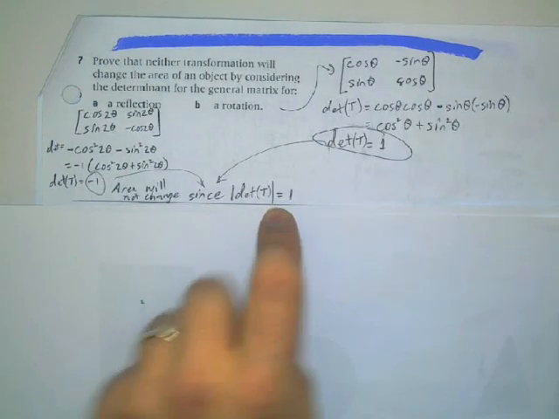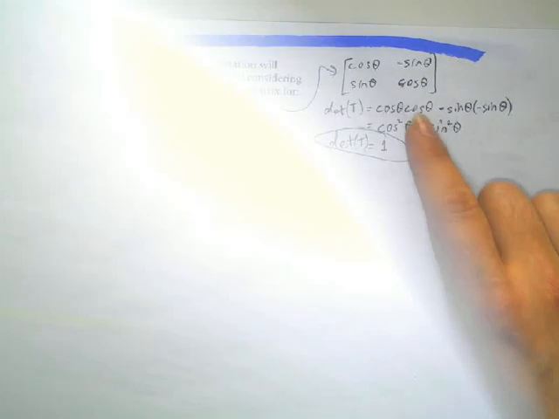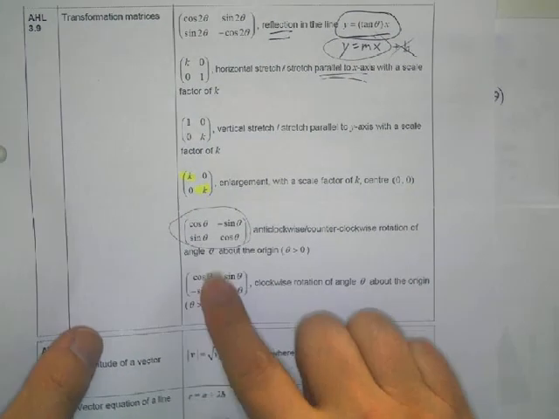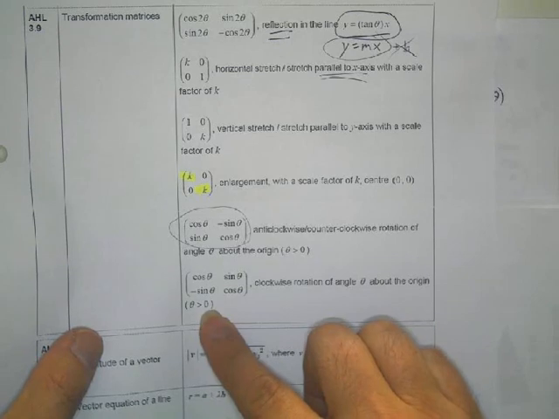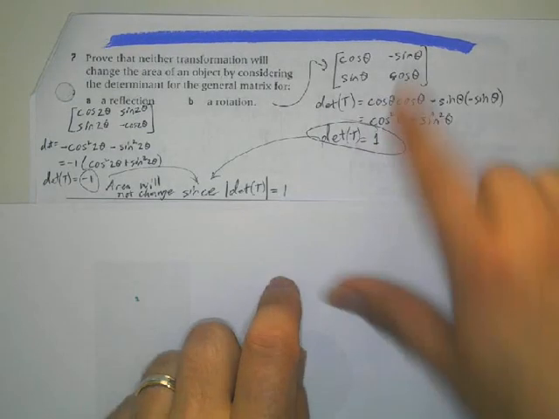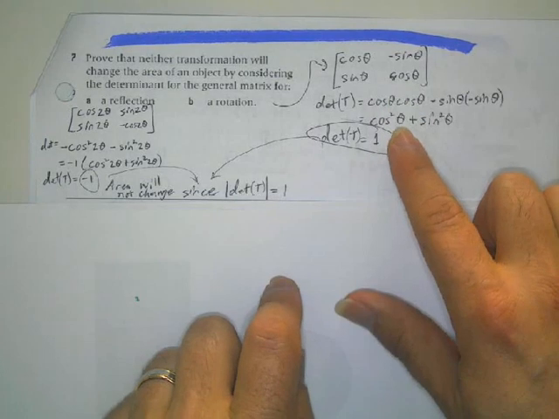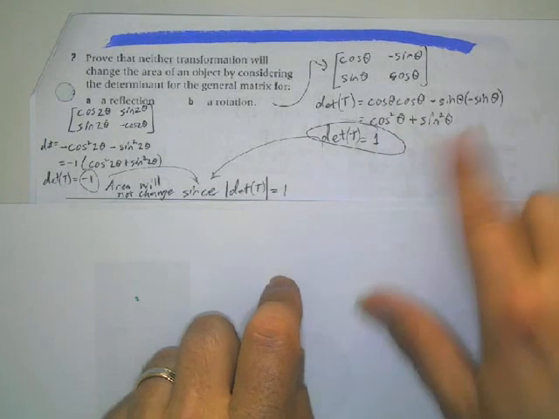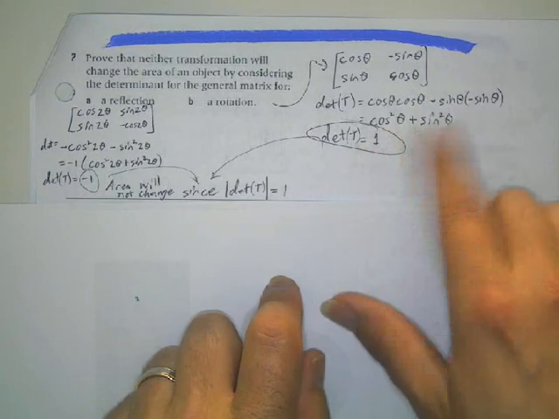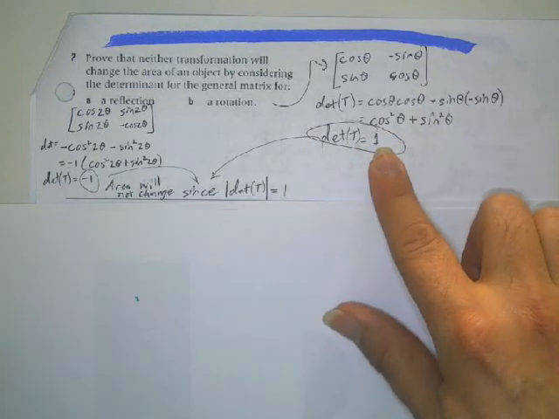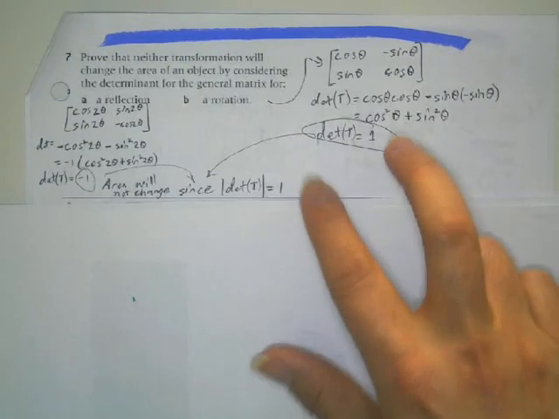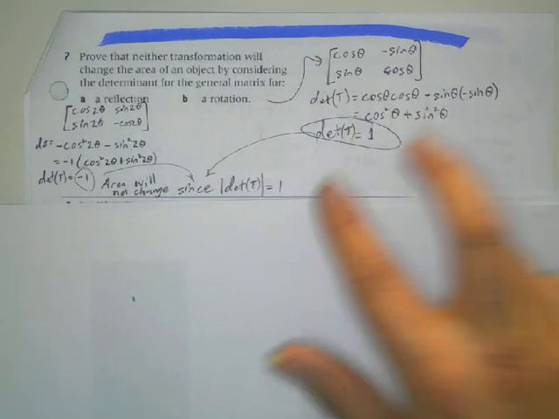Okay, through a rotation, doesn't matter if it's clockwise or anti-clockwise, we use this transformation matrix. And same thing, when I take the determinant of this, I end up with cosine squared theta plus sine squared theta, which we know from our unit circle and from our formula worksheet is an identity of 1. So because the determinant is 1, that means our area is not going to change.